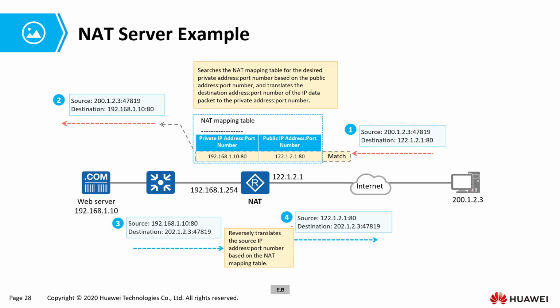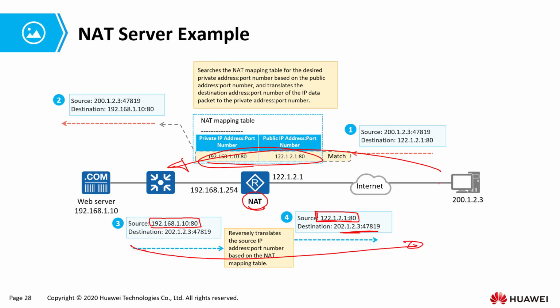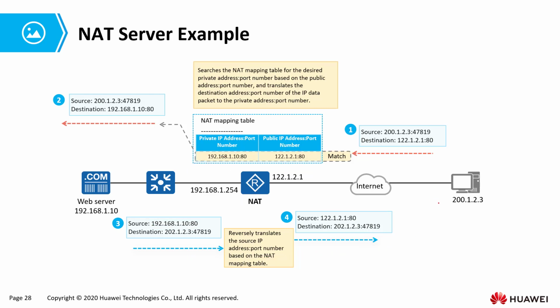When the reply is sent by the web server, it's coming from a private source IP address and its port number, for the web server, 80. When it hits the NAT device, it will check the mapping table again and translate that source IP to the one specified in the NAT mapping table, and the destination will remain the same. So for incoming traffic, it's the destination IP converted. For outgoing traffic, it is the source IP translated. It's kind of the reverse of the NAT we have been talking about.